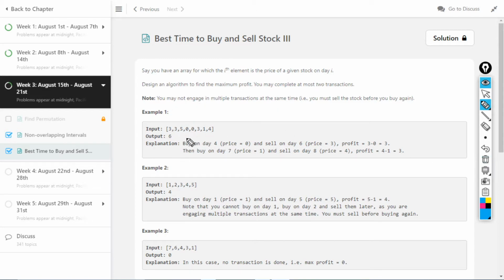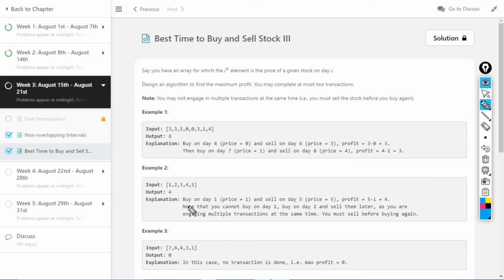Now let's try to find some higher value. If I buy at 0 and sell at 3, buy at 1 and sell at 4, in this case also our answer is 6 only. So you can consider any of these. So the answer is 6. Now let's check for this next example.